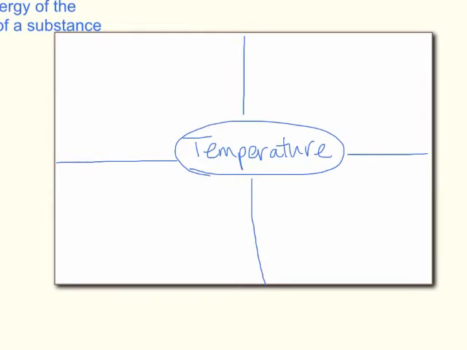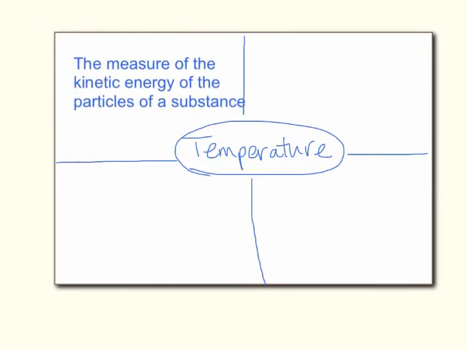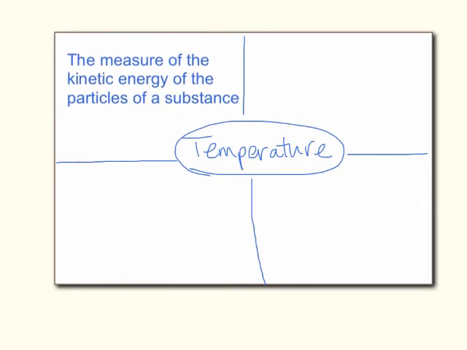So let's take a look at our next word, which is temperature. And our definition for temperature is the measure of kinetic energy of the particles of a substance. The image that I'm going to use for temperature is the image of a thermometer, because that is the tool that we use to measure the kinetic energy of the particles of a substance to be able to read it in two different ways, which are the ways that we are going to look at for our examples.